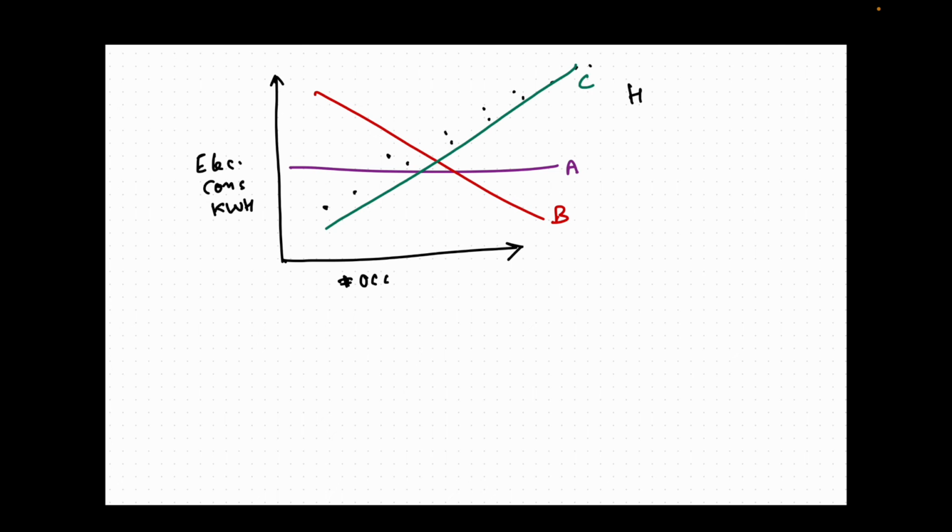We have three options, A, B, and C. Which of them do you think is the most likely explanation for the data? A, B, and C. Which of them is the most likely explanation of the data? C. Why do you say that? It seems to fit the best.